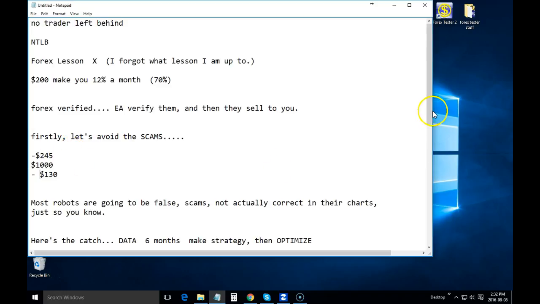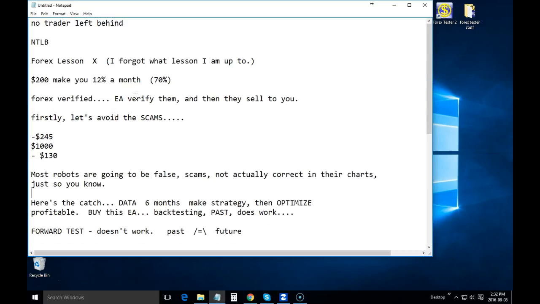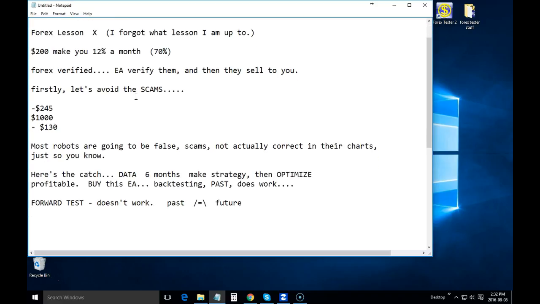Unfortunately, most of these are going to be expensive lessons if you try and take shortcuts and you try and follow people that you can't follow. I'm not trying to be negative here. I'm just trying to give you the poop, the scoop.